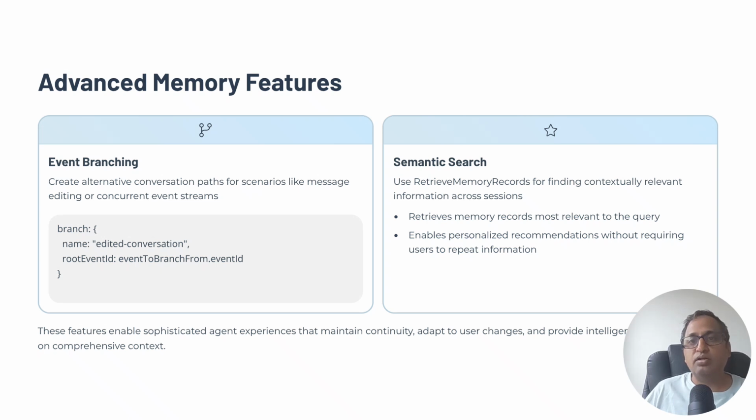In addition to the basic short-term and long-term memory, Agent Core has some more interesting features on memory. One feature is event branching. This feature allows you to create alternative conversation paths, which is useful for scenarios like message corrections, replaying a conversation from a different point, or handling a parallel user intent.